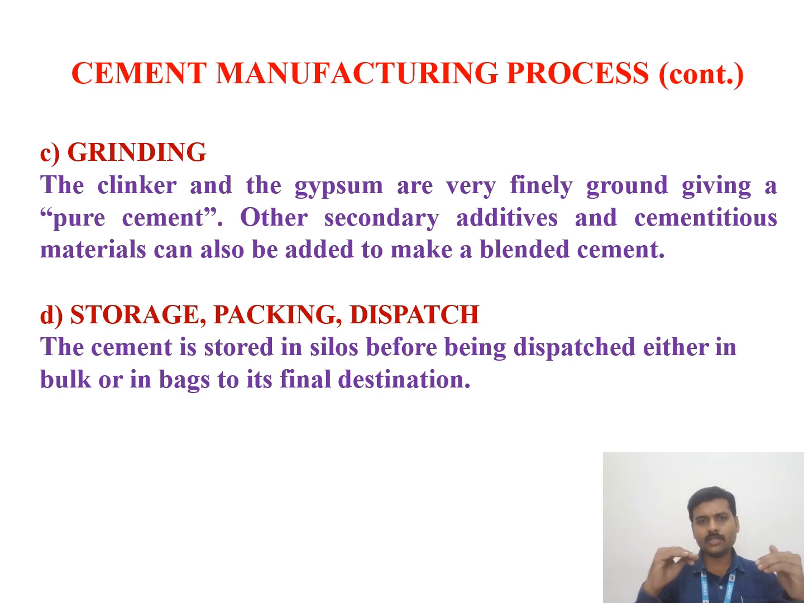Then the grinding process. This is a very important process involved in the manufacturing of cement. The clinker and the gypsum are very finely ground, giving a pure cement. Other secondary additives and cementitious materials can also be added to make blended cement. At last, the storage of cement. The cement is stored in silos before being dispatched, either in bulk or in bags, to the final destination.